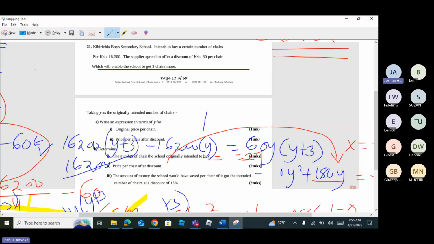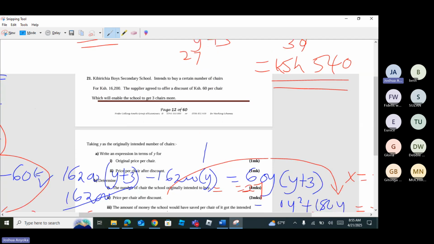So we are supposed to get the original number of chairs, and the original price was 16,200 divided by y, and our y is 27. So the price before any discount. Excuse me, yes.